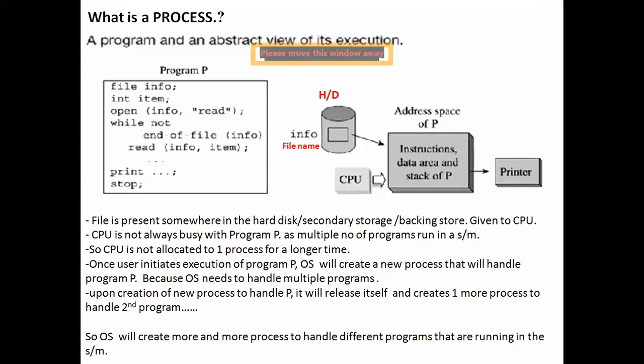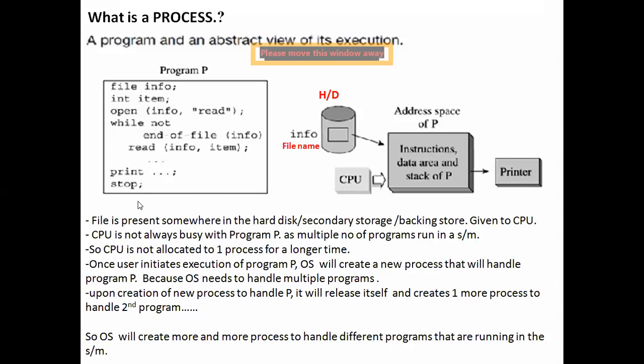The CPU is not always busy with the program P. Why? Because multiple programs need to run on the CPU, so the CPU cannot be allocated to a single program or process for a longer time. When the process starts running on the CPU, the OS will allocate different resources based upon the request raised by the process. And here the request is for the printer.